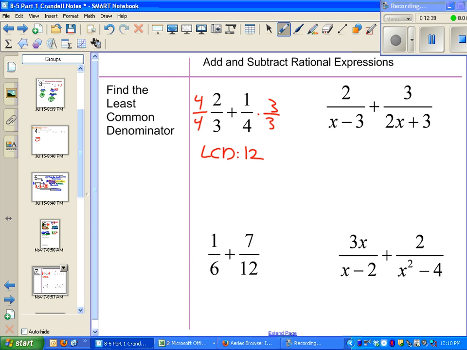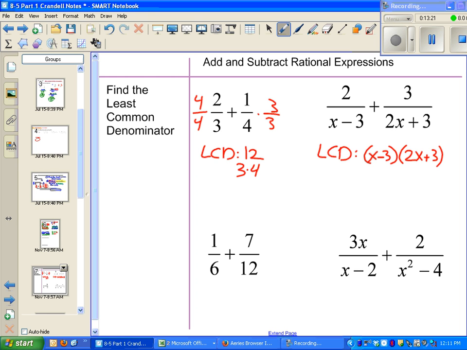Okay, so what's the least common denominator for 2 over x minus 3 and 3 over 2x plus 3? If you can do this on your own, pause it and write it down. The keyword is multiply. I cannot change 2x plus 3 into an x minus 3 and vice versa, so I take them both. Just like the LCD for 3 and 4 was 12, I take 3 times 4. So the LCD here would be x minus 3 and 2x plus 3.